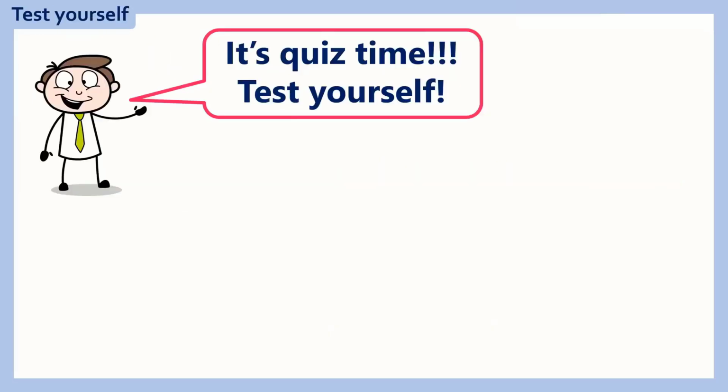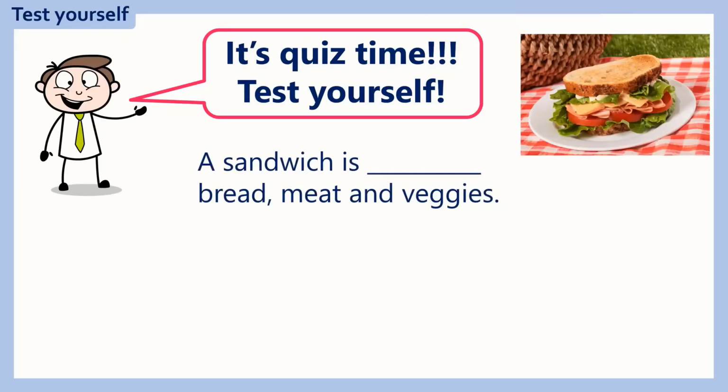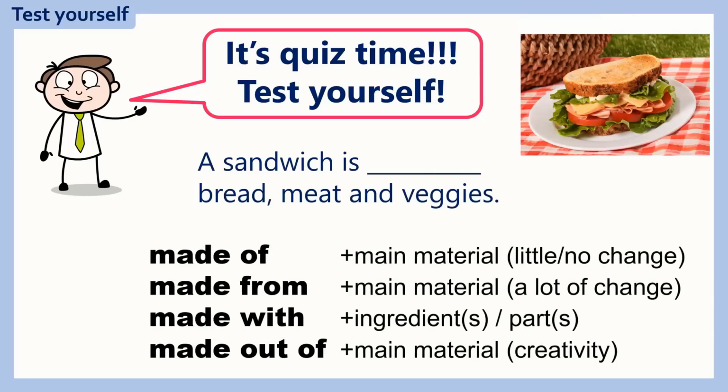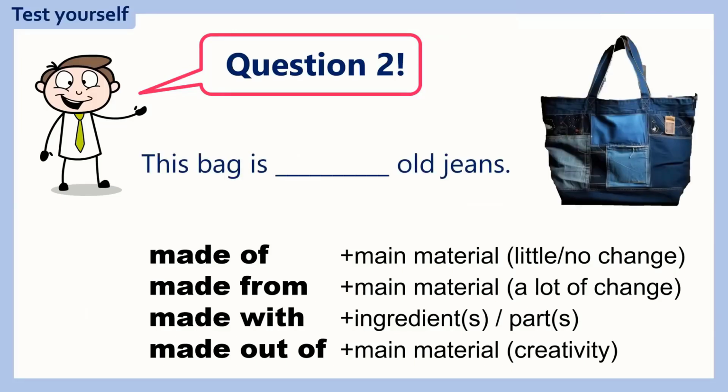Now it's quiz time. So test yourself. Let's go. A sandwich is blank bread, meat and veggies. Here are your options. So choose the best answer. You have studied well, so you should know that a sandwich is made with bread, meat, and veggies. Question 2. This bag is blank old jeans. You ready? This bag is made out of old jeans because it's very creative, right?